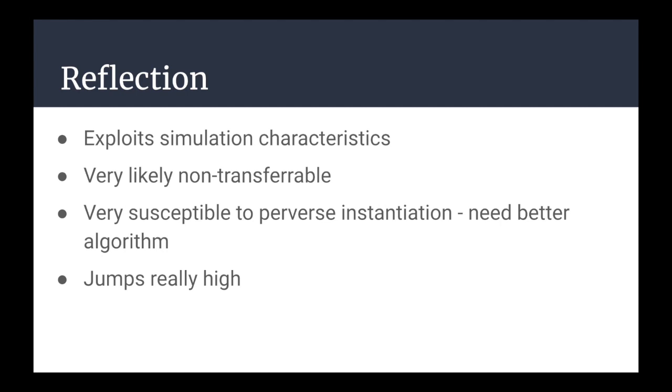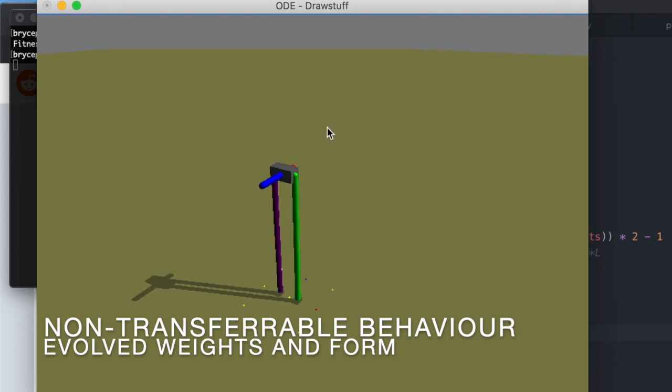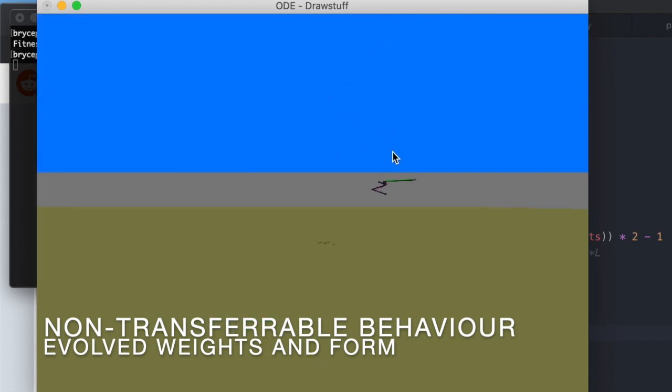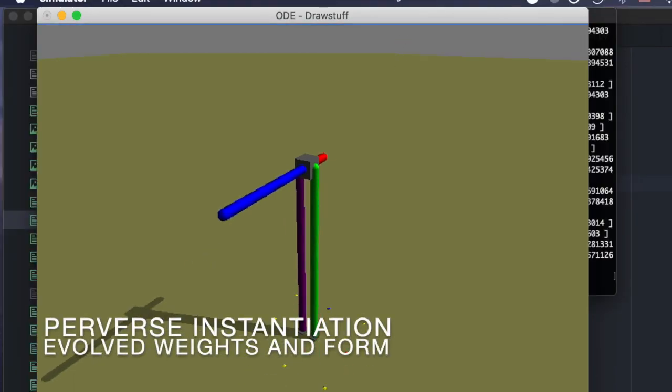However, this is likely due to it exploiting the simulation characteristics. It's very likely non-transferable to reality. So in this video, you can see that kind of unrealistic behavior, how it just presses off the ground like that. Any real robot would probably destroy itself doing that, and likely wouldn't get the leverage.